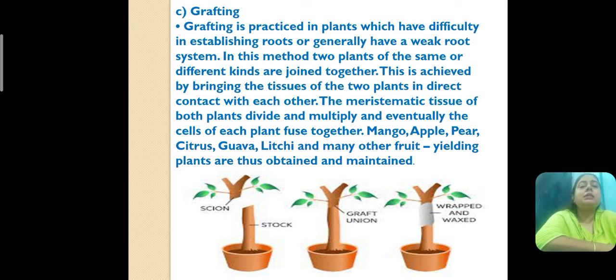So, this is about vegetative propagation in plants.